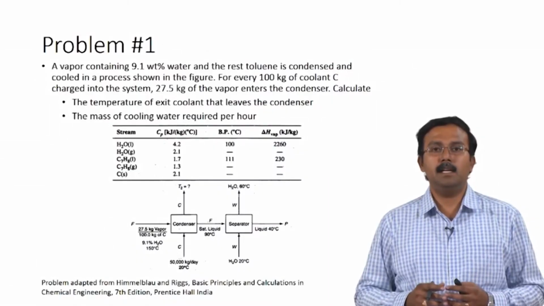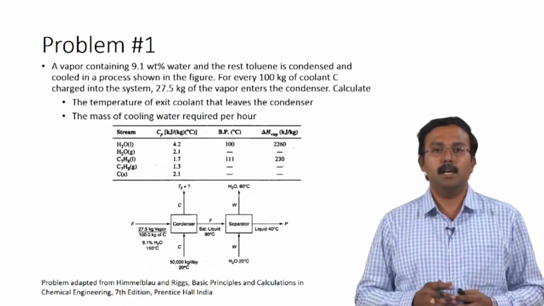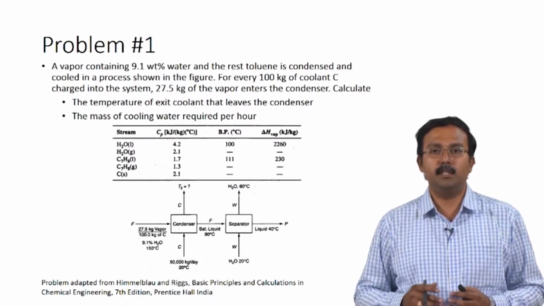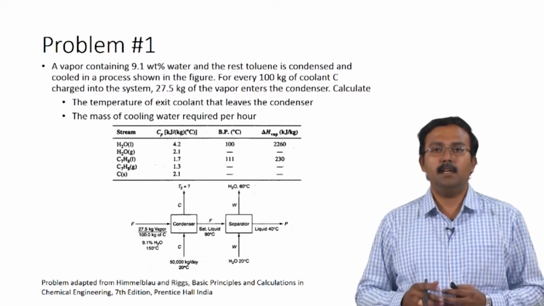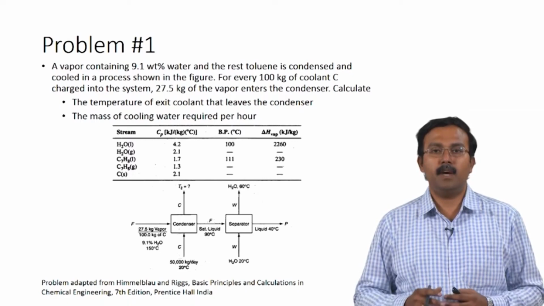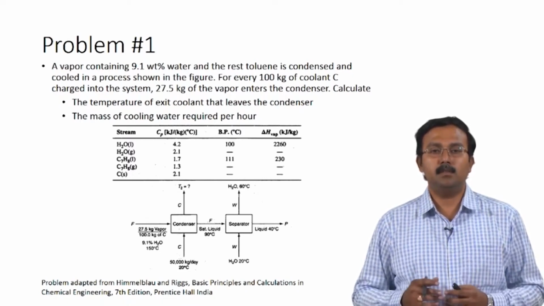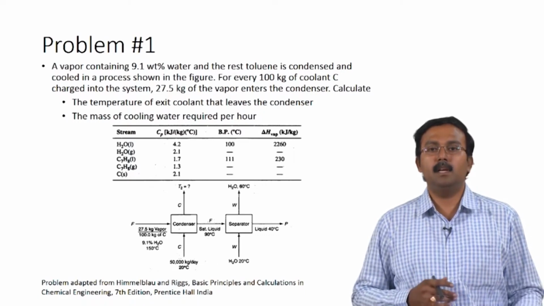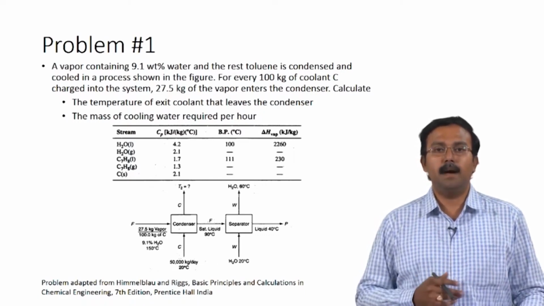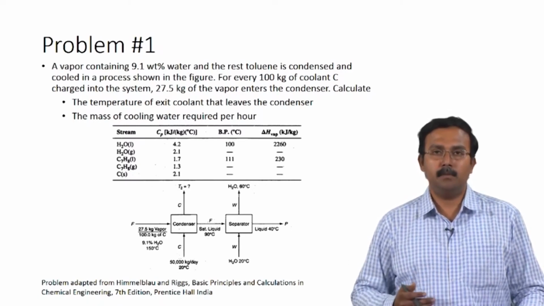So, the first example problem which we are going to start with is here. A vapor containing 9.1 weight % water and the rest toluene is condensed and cooled in a process shown in the figure. For every 100 kilograms of coolant C charged into the system, 27.5 kilograms of vapor enters the condenser. You are asked to calculate the temperature of the exit coolant that leaves the condenser, and the mass of the cooling water required per hour. So, these two things have to be calculated.